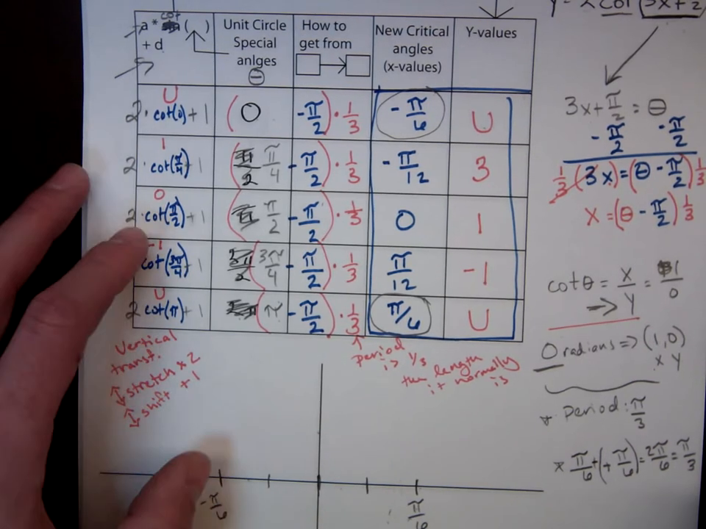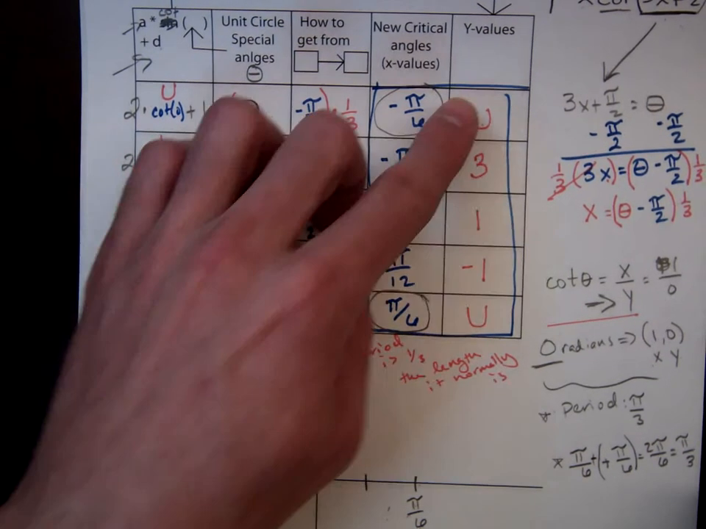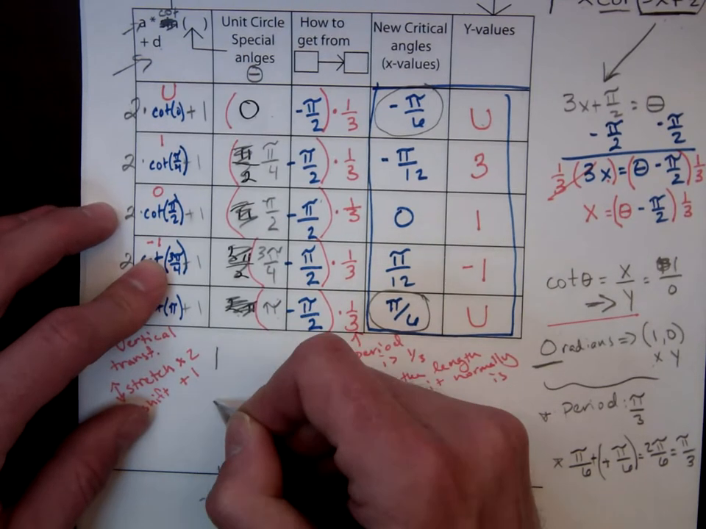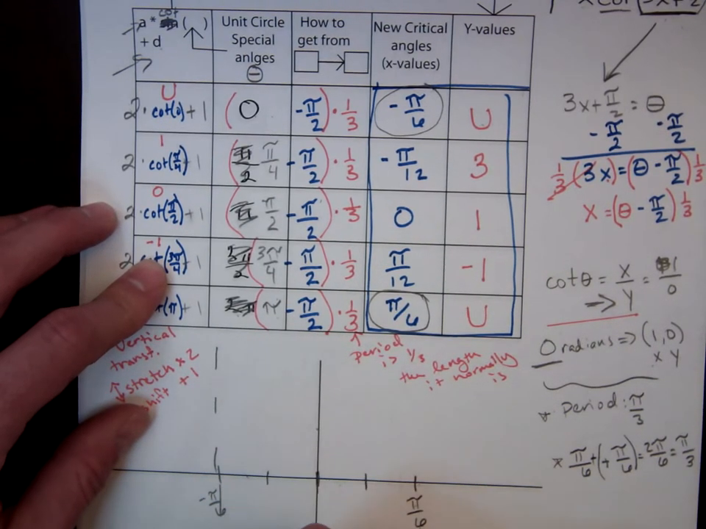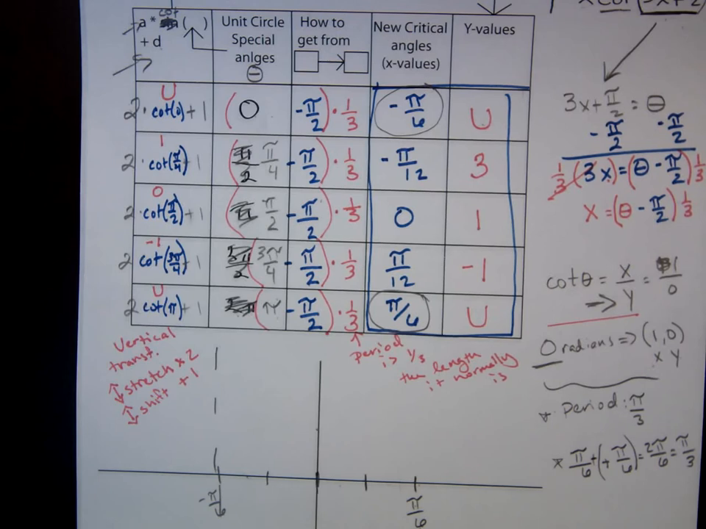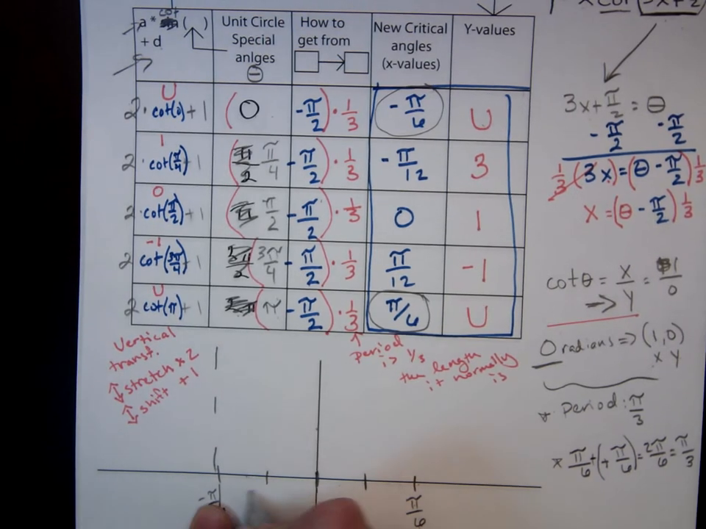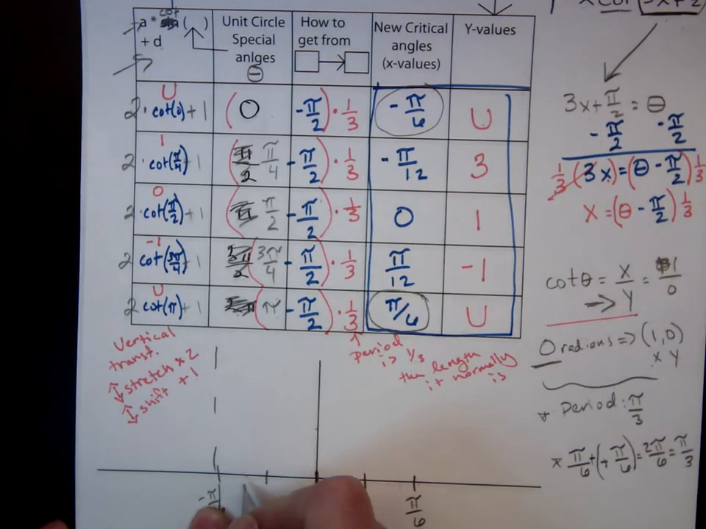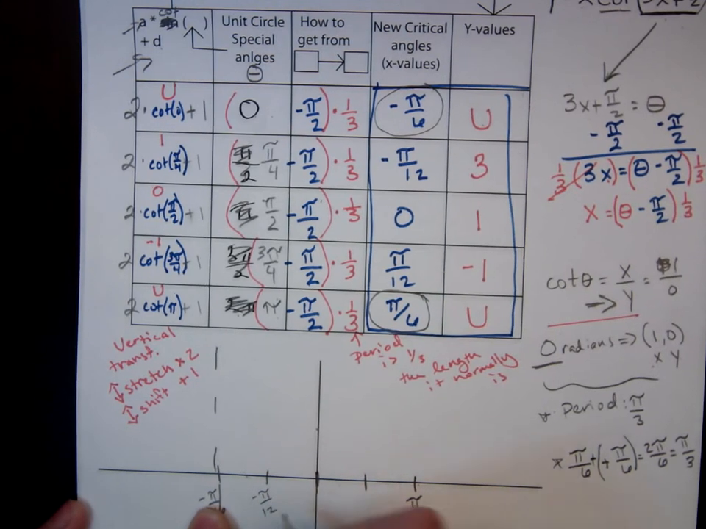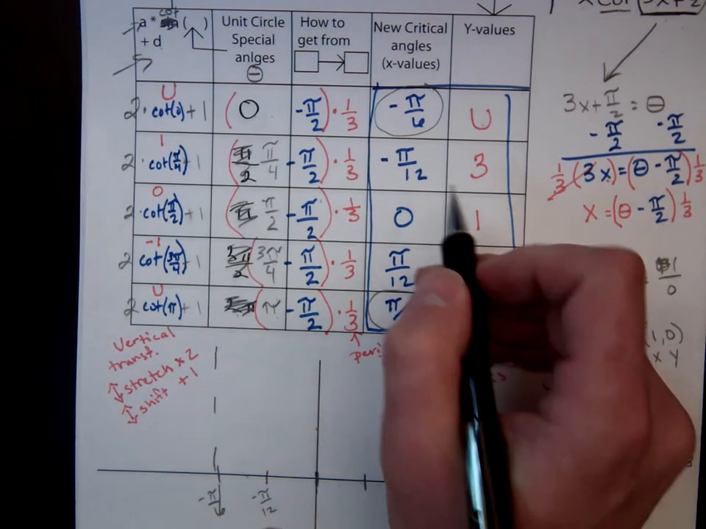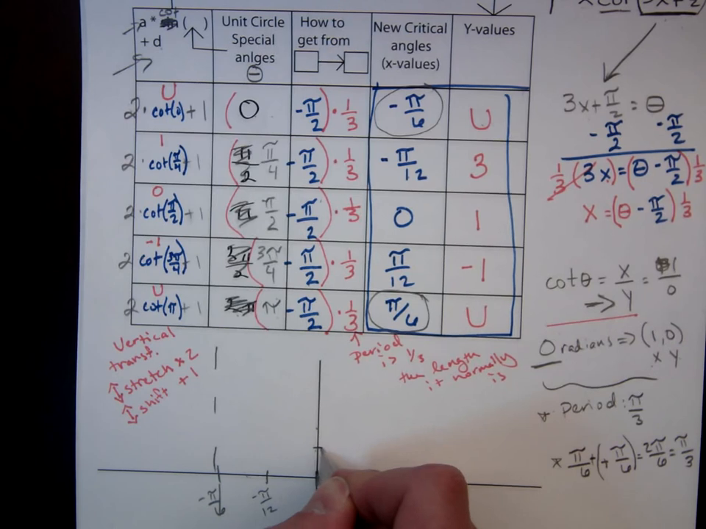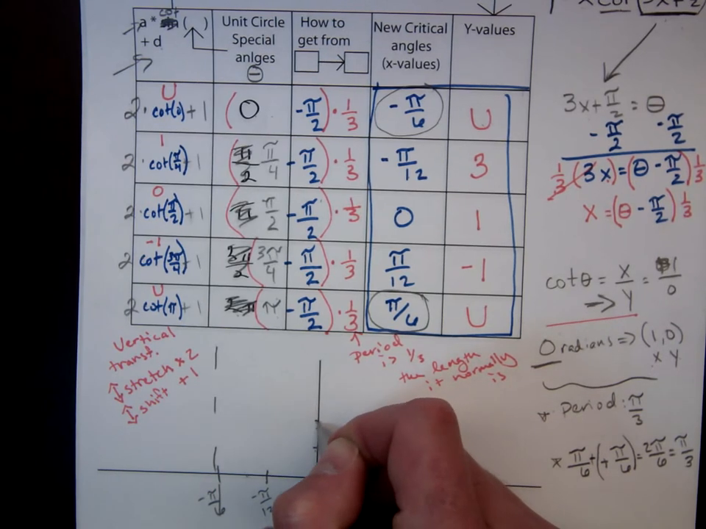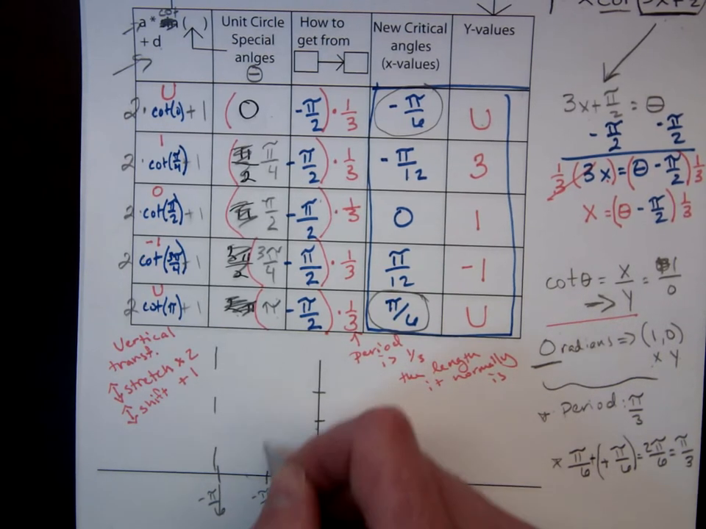All right, so we're going to start at negative pi over 6, and I see that my graph is undefined there. And then the next point we go over to is going to be the next quarter, which is negative pi over 12. And for that one, we're up at 3, so I'm going to go up to 1, 2, 3. I just go right up here.